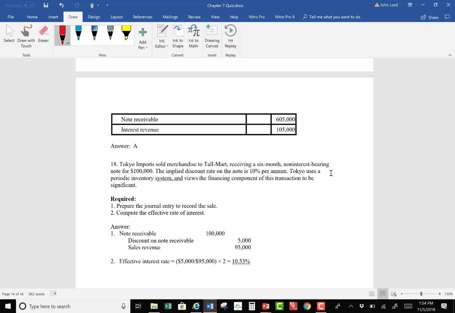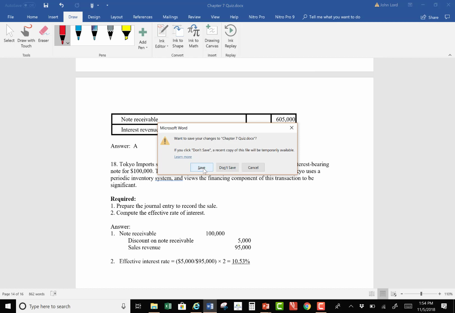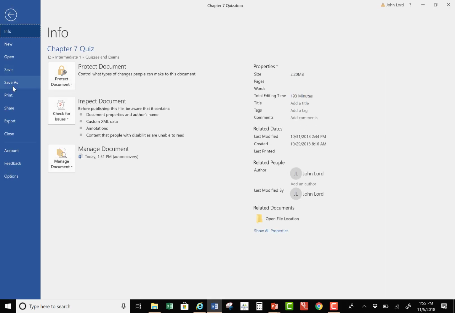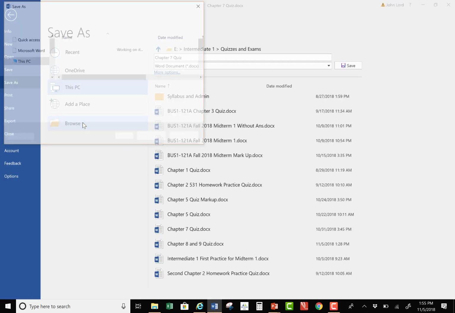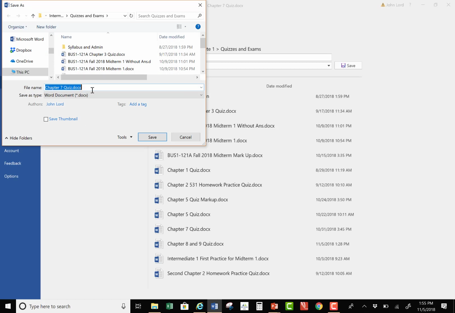Okay? Can we get into inventory? I think the other question is the same exact thing. File, save as, browse, quizzes, chapter 7, quiz markup. Okay, and I'll put that up under chapter 7.